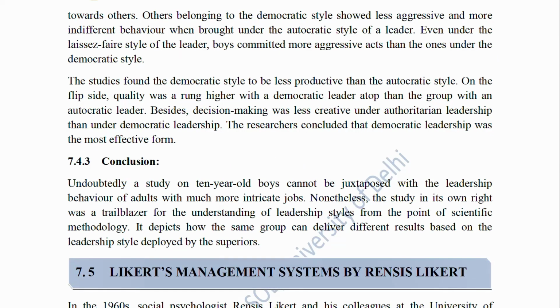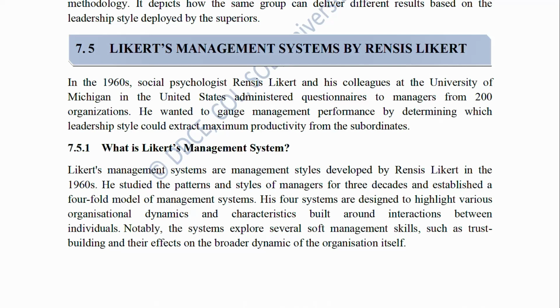7.4.3 Conclusion. Undoubtedly, a study on 10-year-old boys cannot be juxtaposed with the leadership behavior of adults with much more intricate jobs. Nonetheless, the study in its own right was a trailblazer for the understanding of leadership styles from the point of scientific methodology. It depicts how the same group can deliver different results based on the leadership style deployed by the superiors. 7.5 Likert's Management Systems by Rensis Likert.